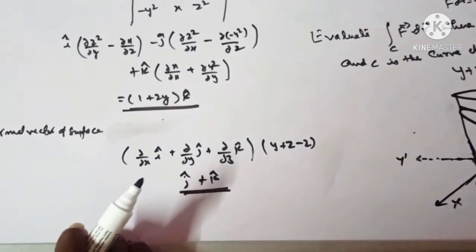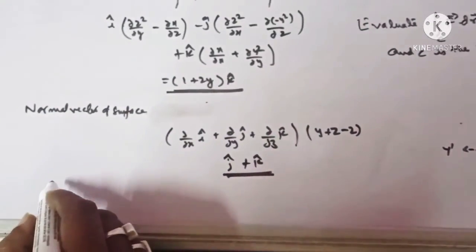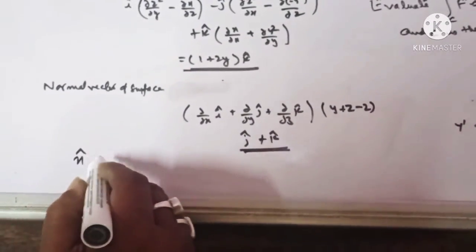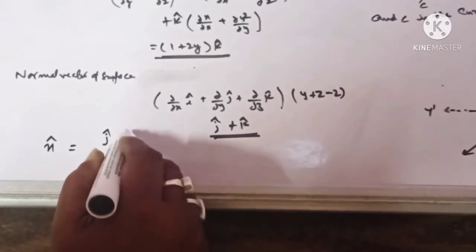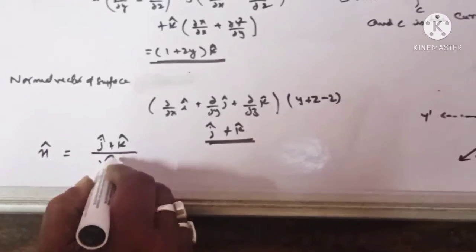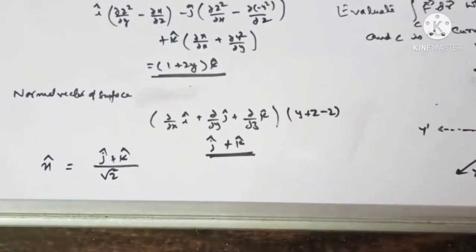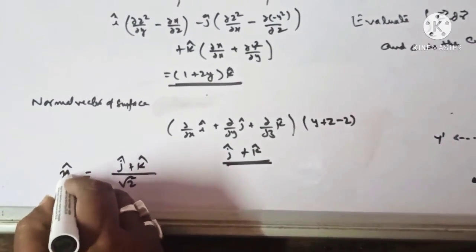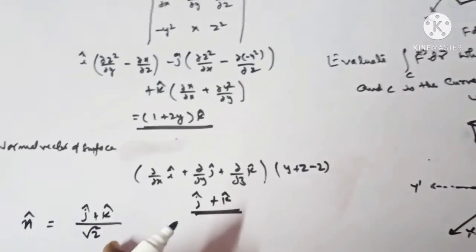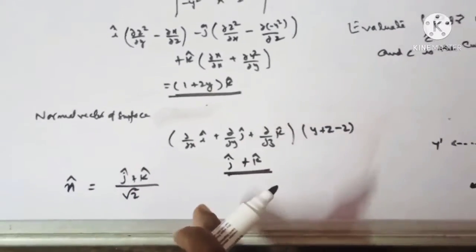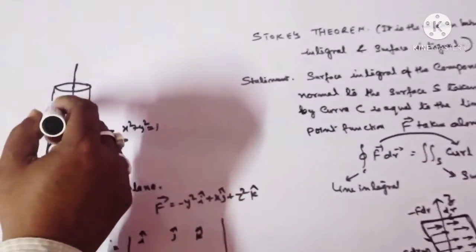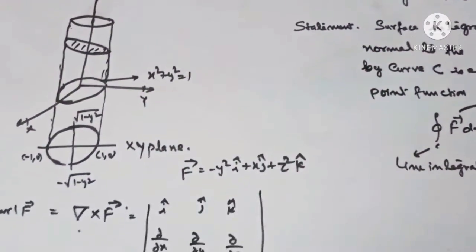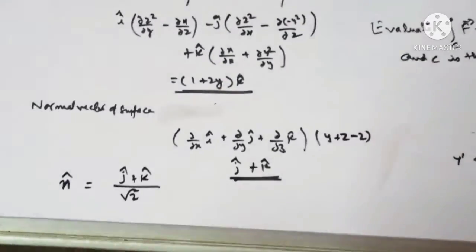Now since we have to find n cap, the unit vector will be j cap plus k cap by root 2. This is the unit vector which is perpendicular to the surface.